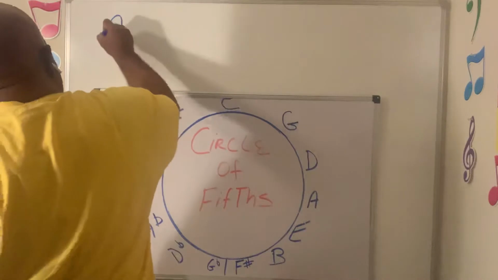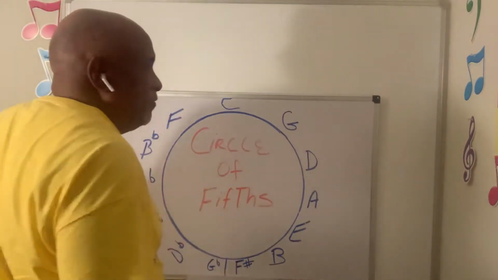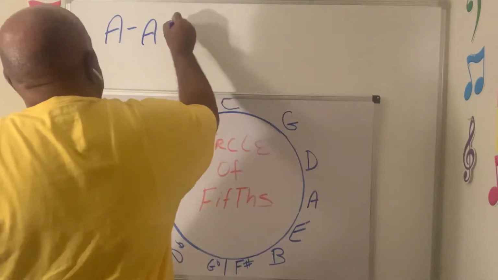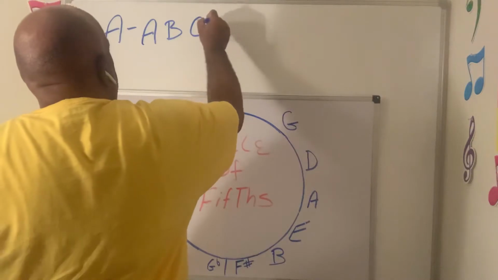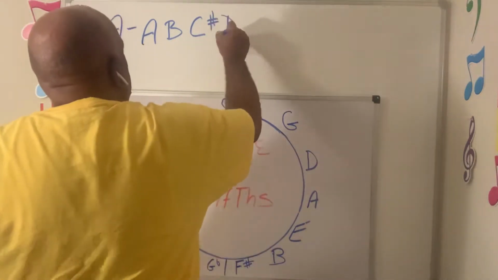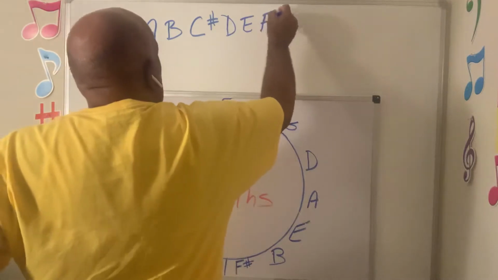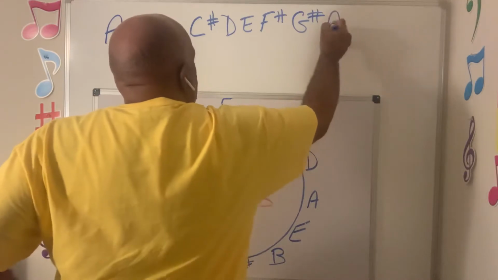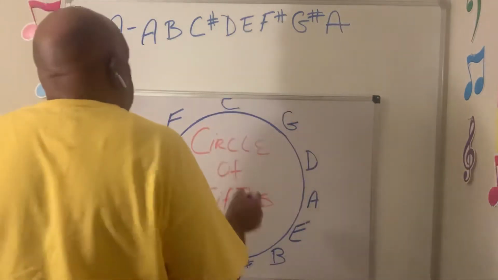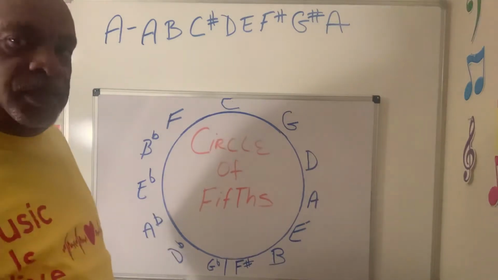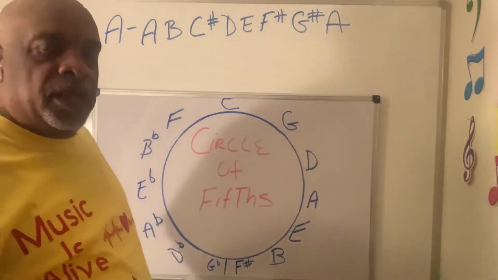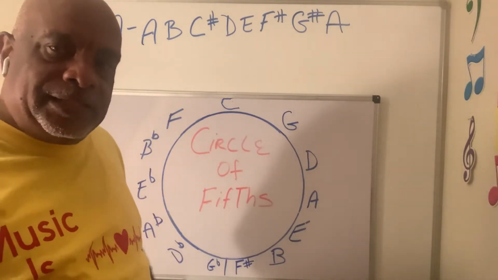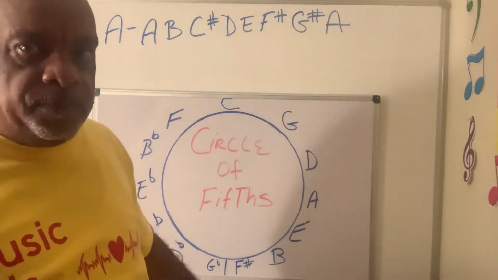So let's go to the key of A major. The key of A major has 3 sharps. So let's do it. That's A, B, C sharp, D, E, F sharp, G sharp, and then back to A. I'm doing these examples so you can see what the fifth of every key is in the circle of fifths, because I think we've done most of these scales already.